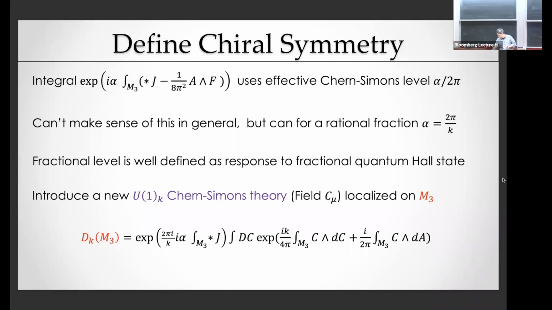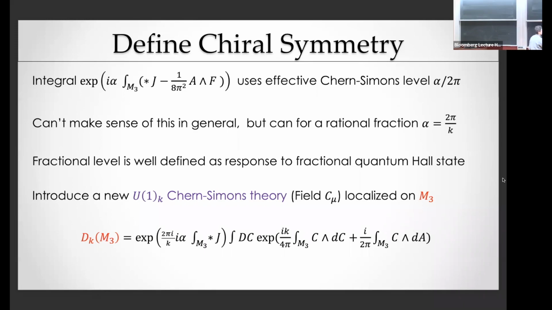So that's what's on the bottom of the slide here. This fractional level, where alpha is 2 pi over k for integer k, is well defined as a response to a so-called fractional quantum Hall state. And the way to think about that in field theory language is we're going to introduce a new Chern-Simons field, C mu. This field does not live in the bulk. It lives only where we're trying to define this charge, only on M3.